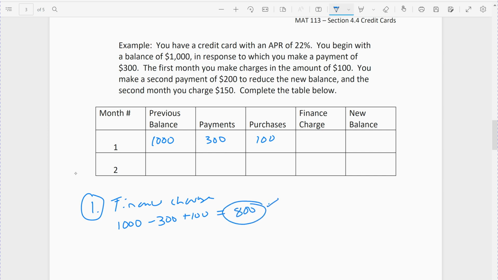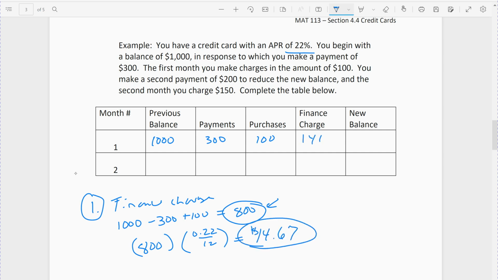All right, so that's what you're going to get your finance charge for month one. So you take your 800 times your percent, which is 22, divide by 12, which comes out to be $14.67 in interest. Your new balance would be the $14.67 plus the 800. So $814.67 is what you now owe.